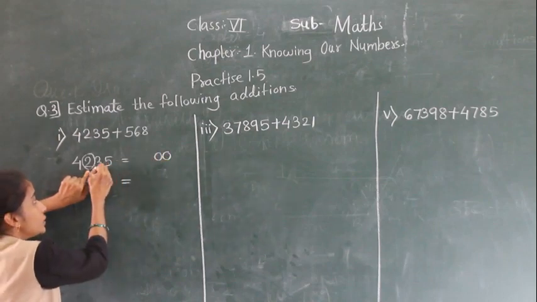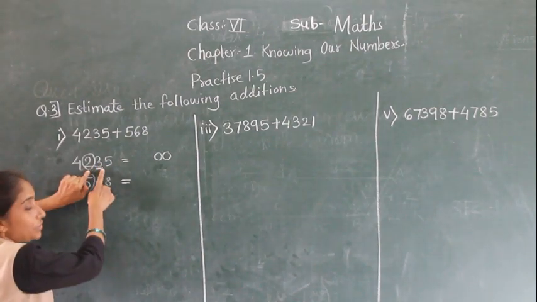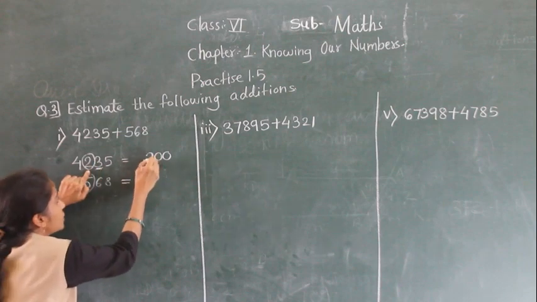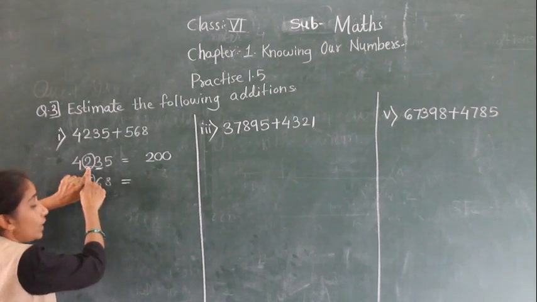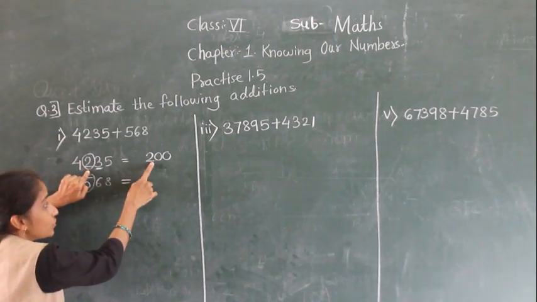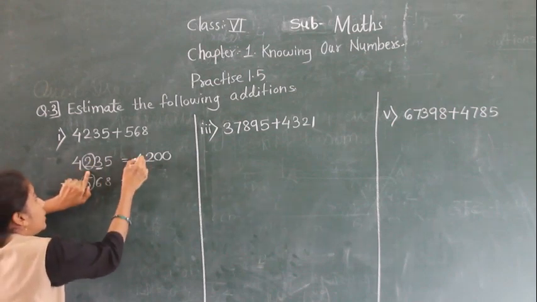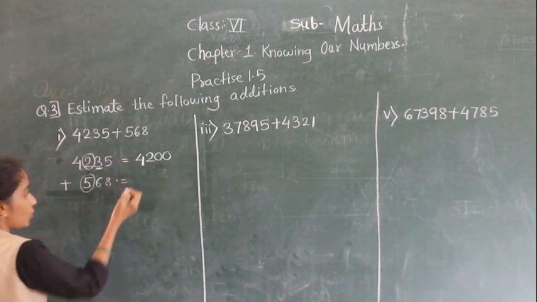After that, what did we do? Check the digit from the tens place. Okay, it is less than 5. So, this digit will not change. This digit will be as it is. And the remaining digits also as it is. Okay, this number is over. Now, the next number.